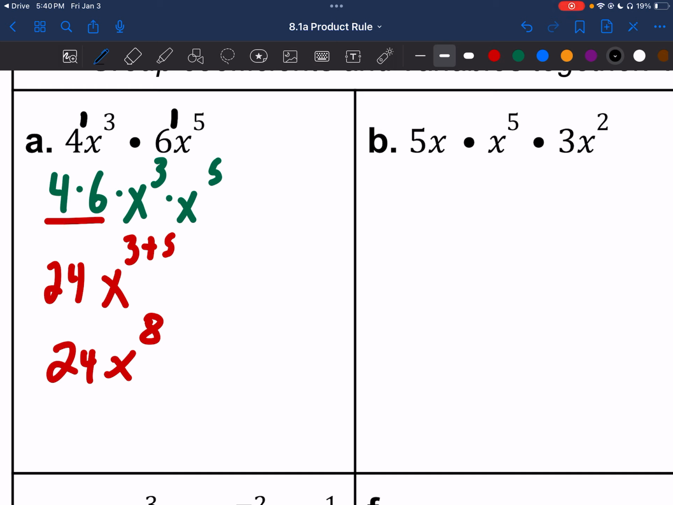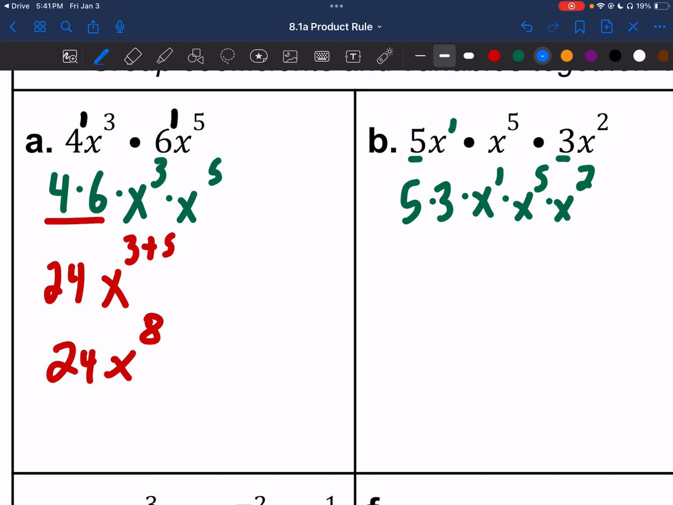All right, so let's look at letter B. We've got 5x times x to the fifth times 3x squared. So we're going to start with grouping our pieces together, right? Numbers first, letters second. So we have 5 times 3, so that took care of those two. And we've got an x to the fifth, and an x to the second. And that x, let's remember, is x to the first power. I'm going to just write that 1 in right now so that I get in the habit of thinking about it as being an exponent of 1.